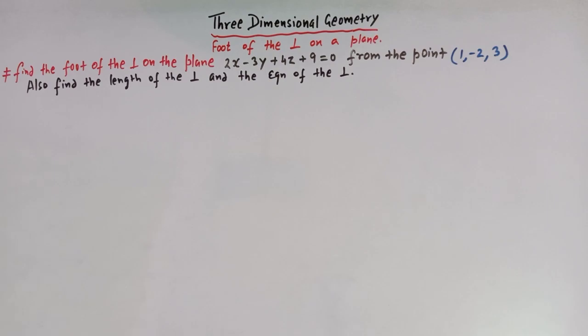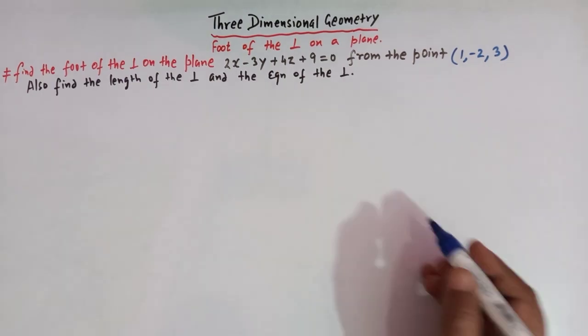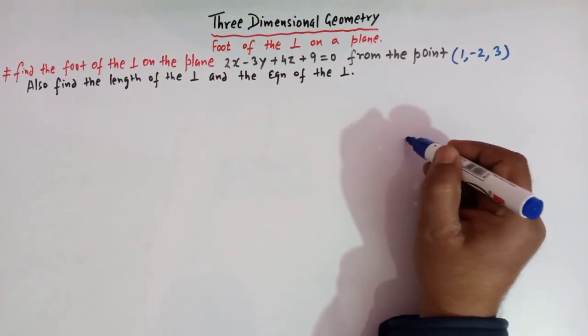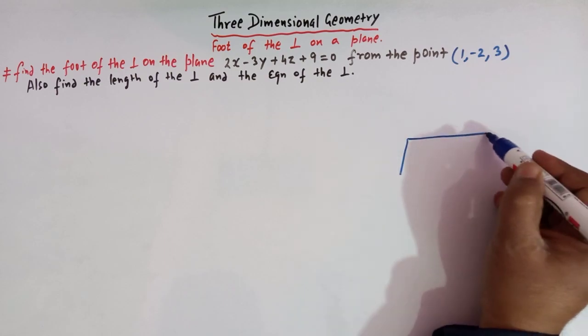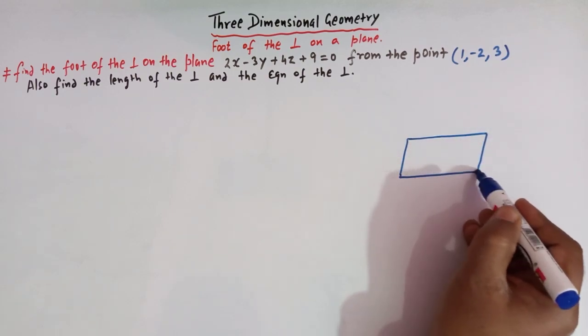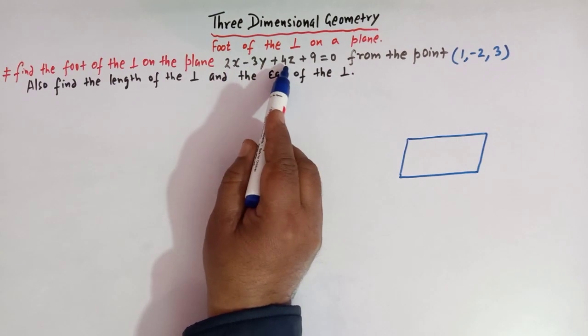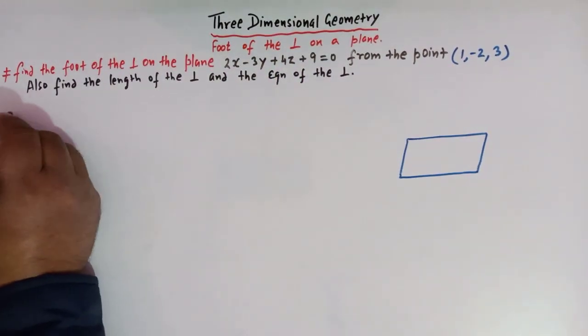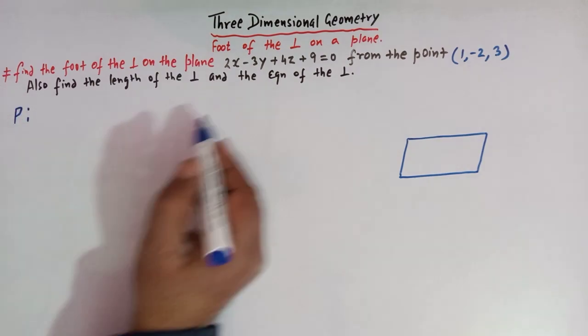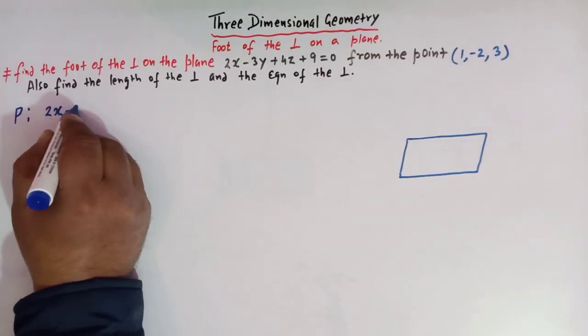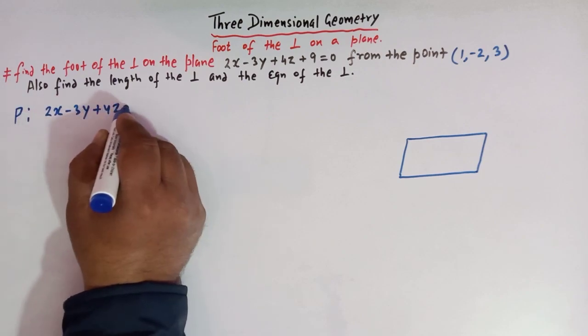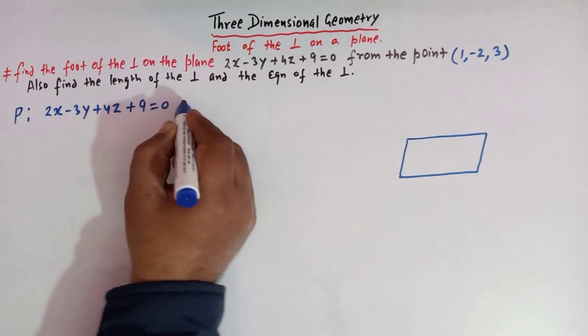So here what we will do, we will first draw a rough diagram of this problem, and then we will see what we have to find. Now here we are given the equation of a plane. Suppose this is the given plane whose equation is 2x minus 3y plus 4z plus 9 is equal to 0. Let us denote the plane by P, and we can write its equation as 2x minus 3y plus 4z plus 9 is equal to 0.